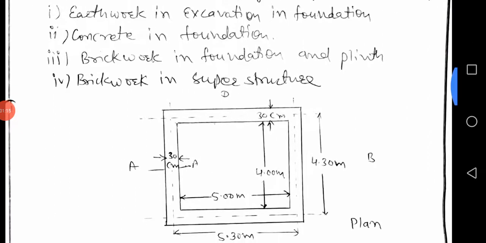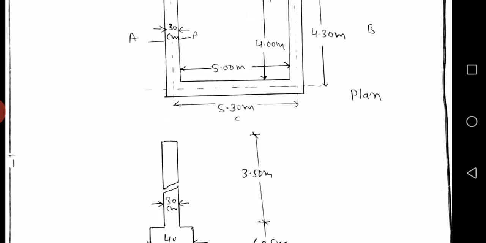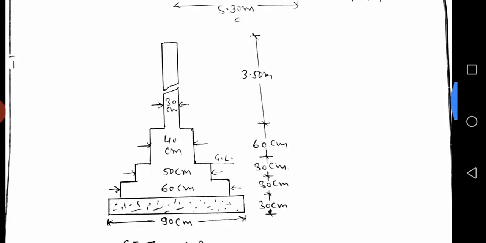And in this question the one room building plan is given. This is the plan: a 4 by 5 meter square room, and 5.3 meter center to center distance of long wall and 4.3 meter center to center distance of short wall, and the wall is 30 centimeter width, and a cross section is given of wall AA.